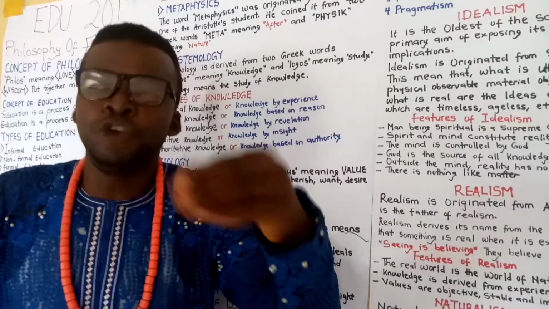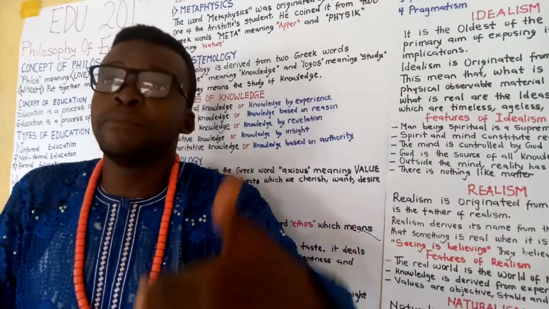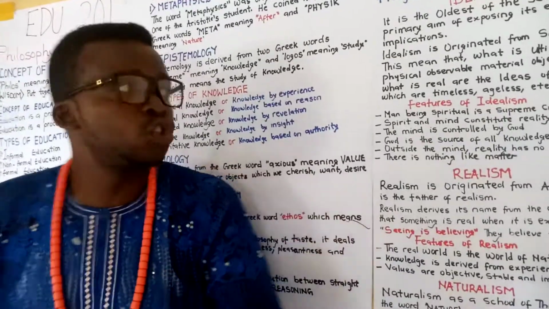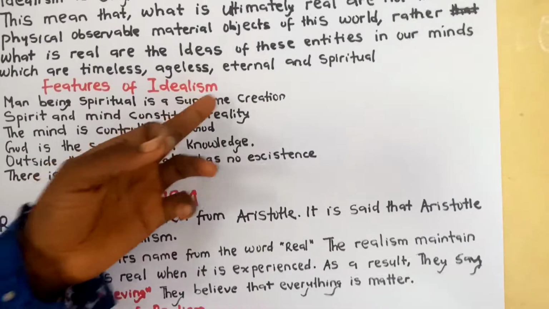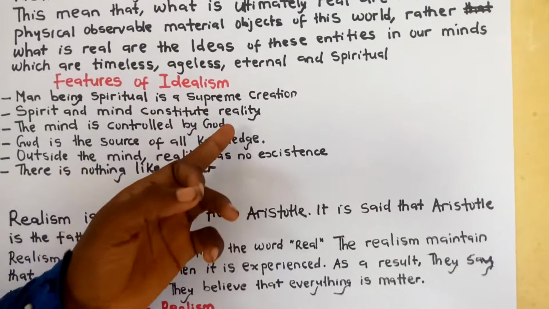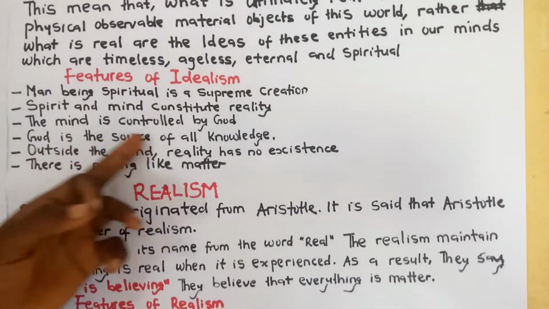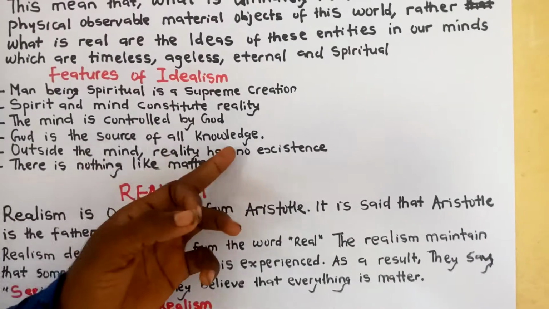What are the features of idealism? By the time you look at the features of idealism, you will get more knowledge of what idealism is trying to talk about. Man being spiritual is a supreme creation. Spirit and mind constitute reality. God is the source of all wisdom. Outside the mind, reality has no existence.